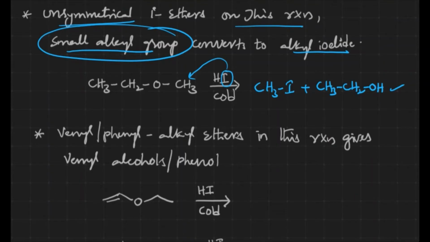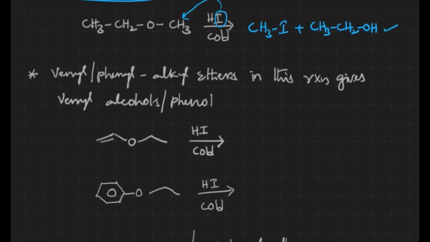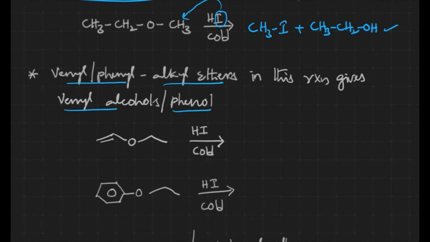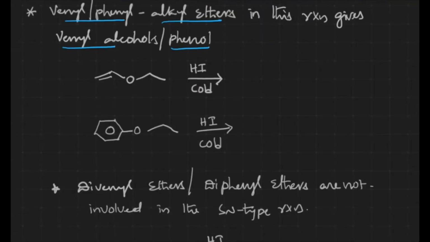Now let us see vinyl or phenyl alkyl ether. In this ether, one part is vinyl or phenyl and the other is alkyl. If we have these kinds of conditions, what happens in these reactions? Vinyl alcohol or phenol will be formed. Generally vinyl groups or phenyl groups do not undergo SN2 nucleophilic substitution reaction because the lone pairs are involved in delocalization. That's a different case here.